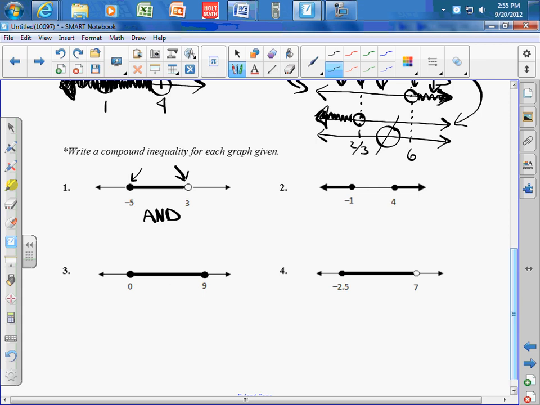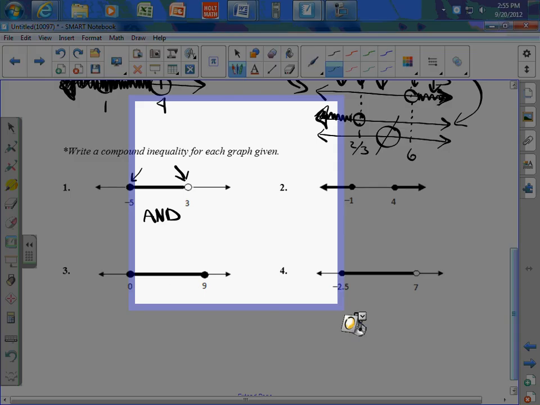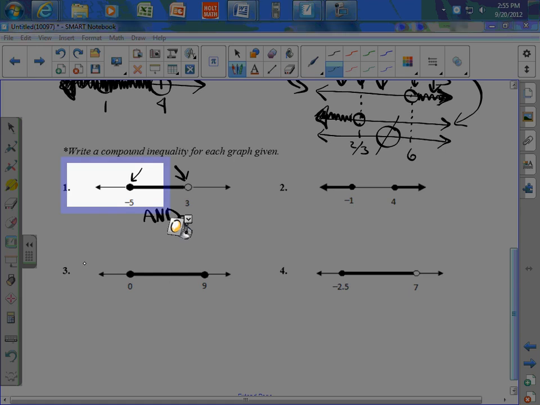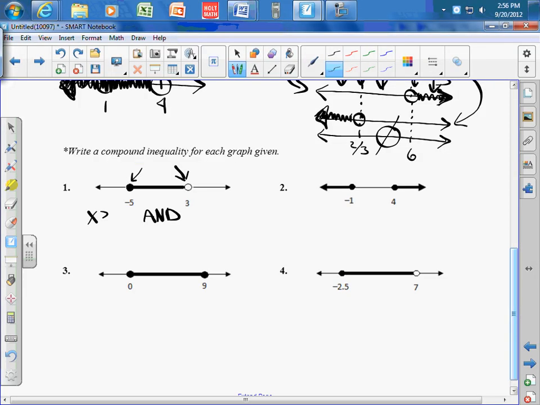Well, ignore all of the stuff from the 3 to the right. In other words, just look at that. What compound inequality would have a filled-in circle at -5 and be shading to the right? That's right, it's x is greater than or equal to -5. At the same time, what inequality would be a hollow circle at 3 and shade to the left? X is less than 3. So this would be the compound inequality that we would need to write for the graph that's given there.